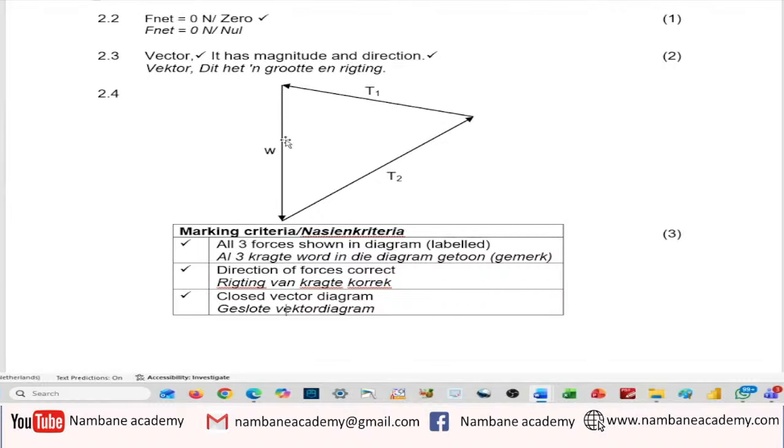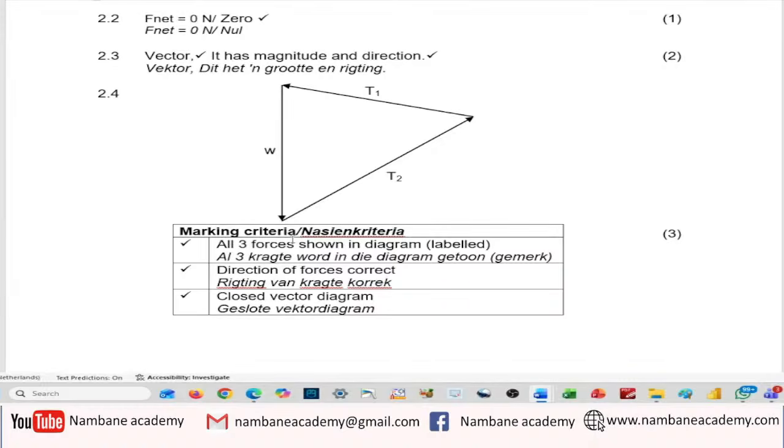If all those directions are correct, then that will be the 2nd mark. And if the diagram makes a closed diagram, like it is the case here, then that will be where the 3rd mark will be. That is the 3 marks.